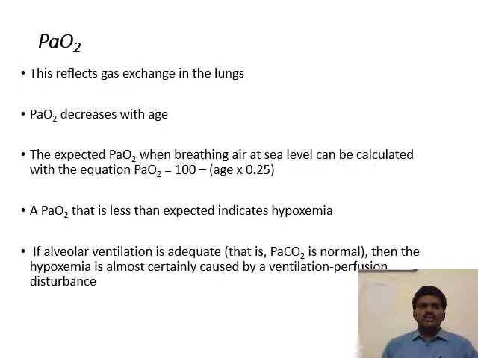Next, the most important thing you can look at in the ABG is the arterial oxygen saturation. This reflects gas exchange in the lungs. PaO2 decreases with age. Expected PaO2 when breathing air at sea level can be calculated by the equation PaO2 equals 100 minus age by 4. A PaO2 that is less than expected indicates hypoxemia. If alveolar ventilation is adequate, that is PaCO2 is normal, the hypoxemia is almost certainly caused by a ventilation perfusion disturbance.